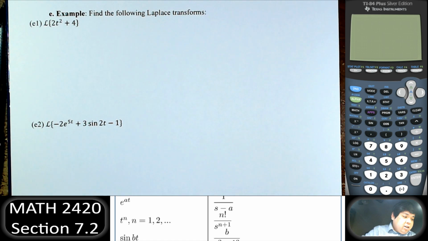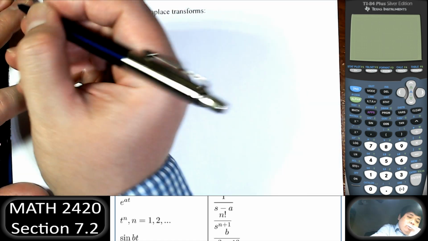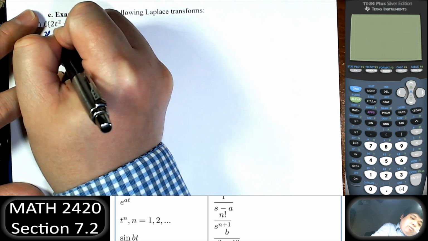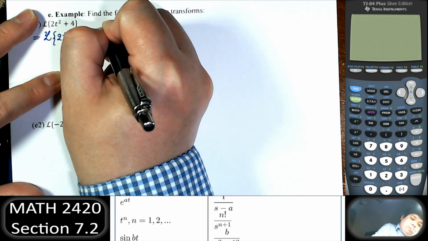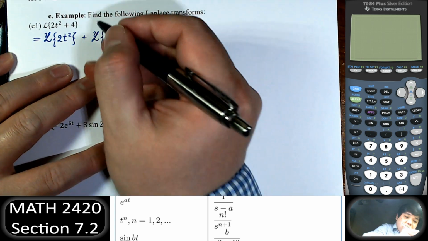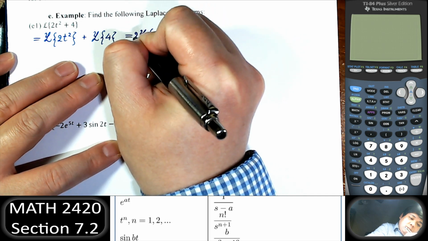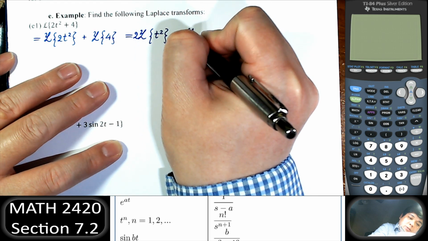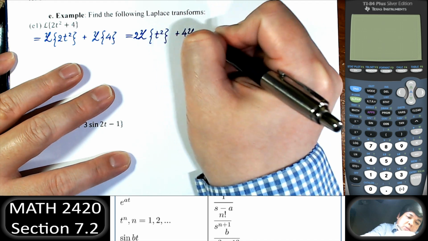First, let's look at this. What is the Laplace transform of 2t squared plus 4? Well, first thing, we can split the Laplace transform. When we split, we can take out the constant 2 as well. And we can take out the 4. So we just have the Laplace transform of 1.